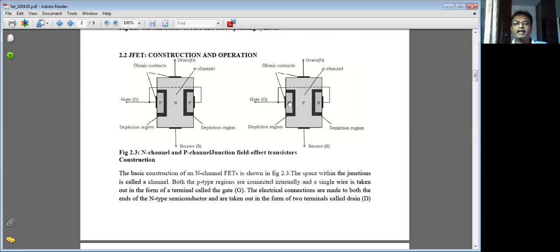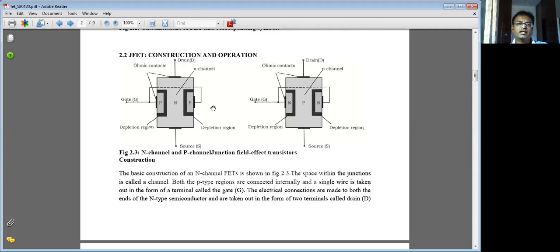How to write a P-type or P-channel JFET? Interchange N with P, and P with N. In place of N, write P. In place of P, write N. See here? Earlier it was the N channel, now it is the P channel. Here the gate regions were P, now the gate regions are N. Same source terminal, same drain terminal, same gate terminal, same ohmic contacts. So this is the P channel.